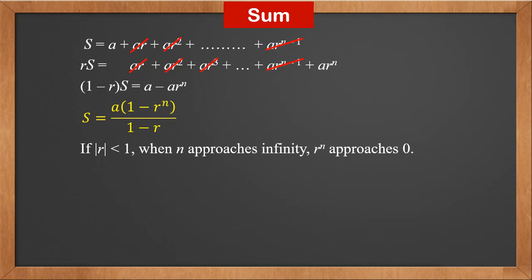If R's modulus is less than 1, when n approaches infinity, R to n approaches 0. So sum to infinity is A over 1 minus R.